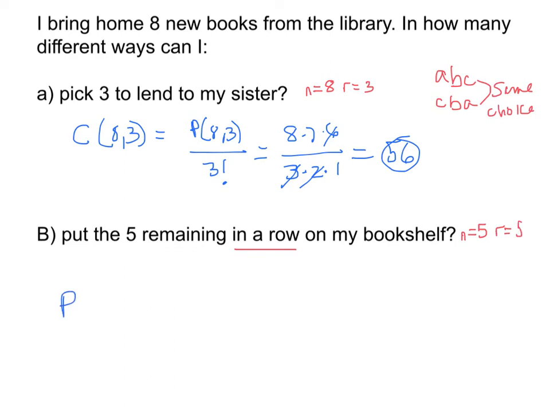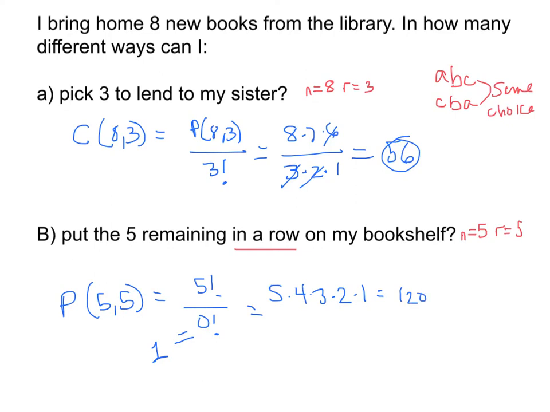And so we get P of 5, 5. And that's just equal to 5 factorial over 0 factorial. Now what you need to know is that 0 factorial is always equal to 1. So we just get 5 times 4 times 3 times 2 times 1, the 5 factorial, which is equal to 120. And we are done.